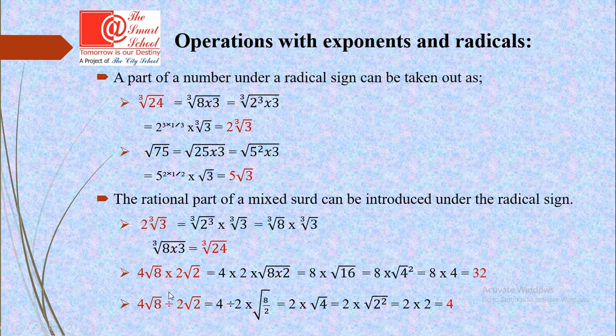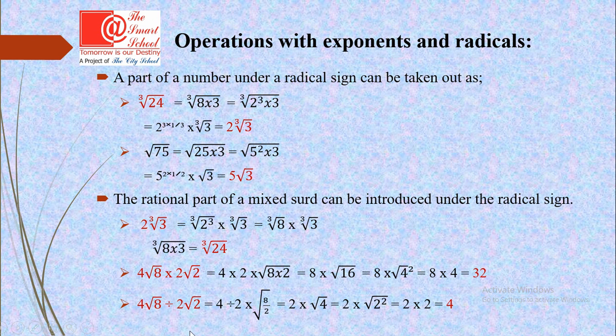Now another example, this is multiplication. Here 4 multiplied by 2, which are rational parts, is 8. Then inside is 8 multiplied by 2. So this is 8 times radical of 16, order 2. We can convert 16 as 4 squared, radical of order 2. So now this can come out of the radical sign because 2 is cancelled by 2. So 8 multiplied by 4 is 32. And 32 is the answer of this question.